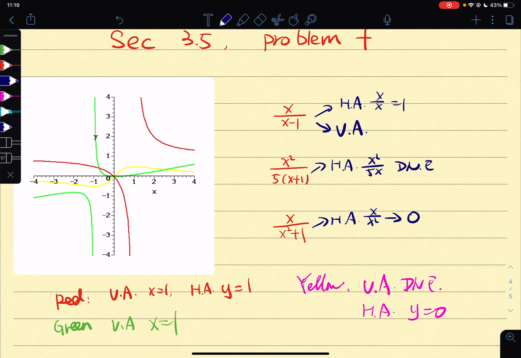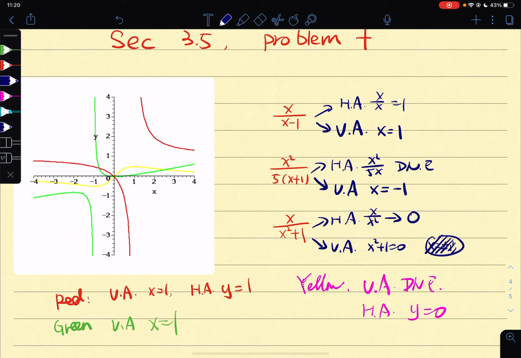Vertical asymptote comes from denominator being 0, numerator not 0, so it's x equals 1. This one, vertical asymptote comes from denominator being 0, numerator is not 0, so x being negative 1. This one, vertical asymptote came from denominator being 0, but to be realistic, x squared plus 1 being 0, you will only have x being positive and negative i, which is not a real number, so I don't really care about it. So vertical asymptote for this function technically does not really exist.